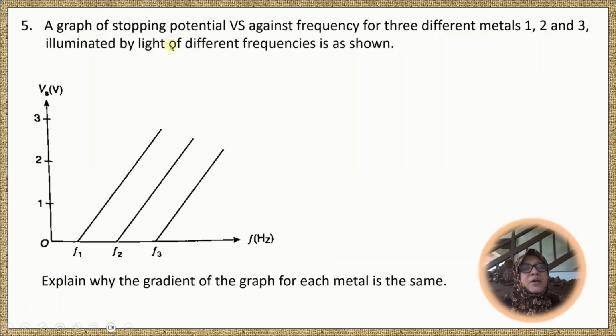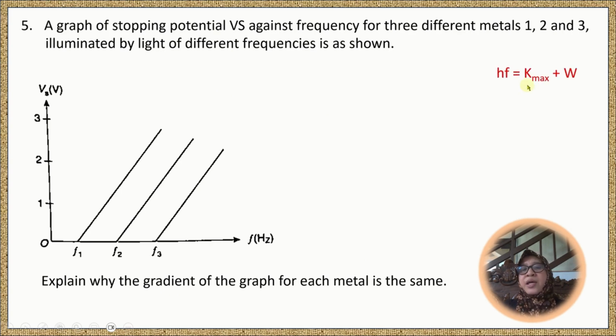Okay, a graph is of stopping potential Vs against frequency of three different metals. We have metal 1, metal 2, and metal 3. The f1, f2, f3 here are the threshold frequencies. The x-intercept is the threshold frequency, illuminated by light of different frequencies. So explain why the gradient of the graph for each metal is the same, even though we illuminate with different frequencies of light.